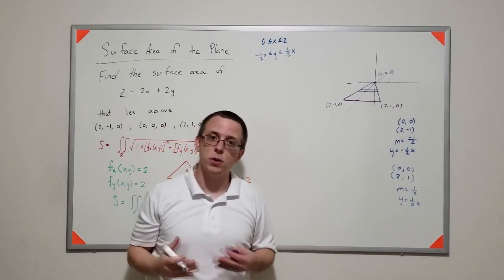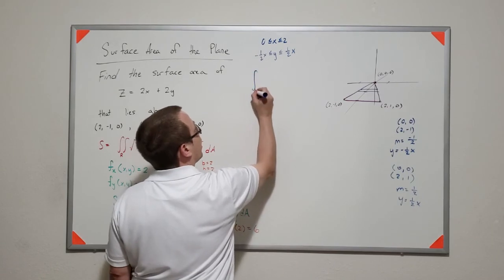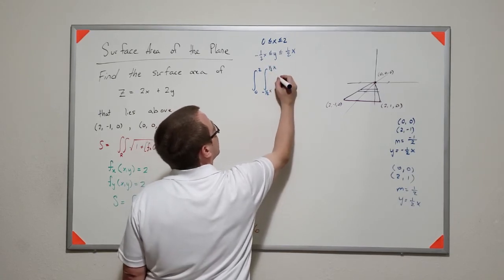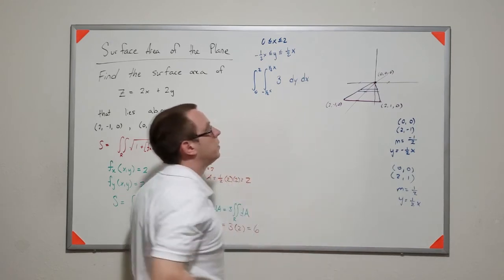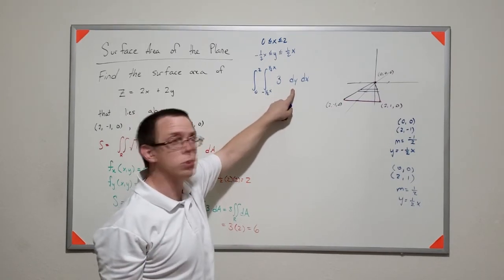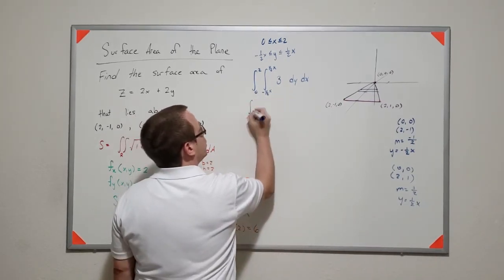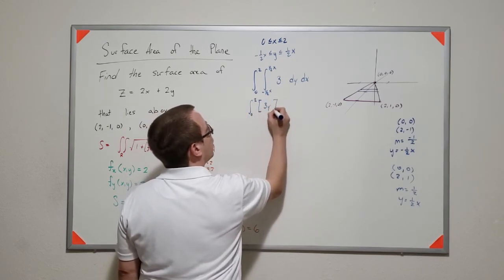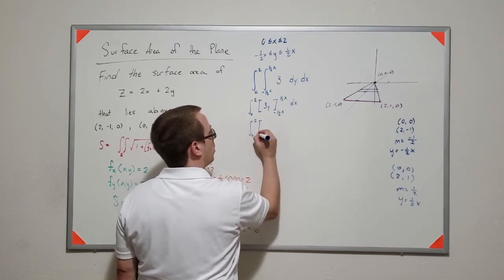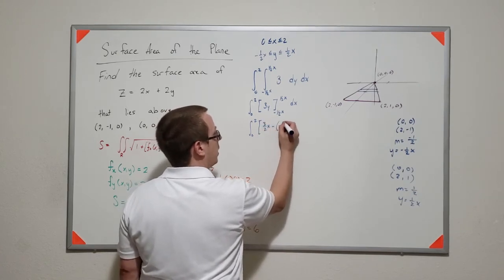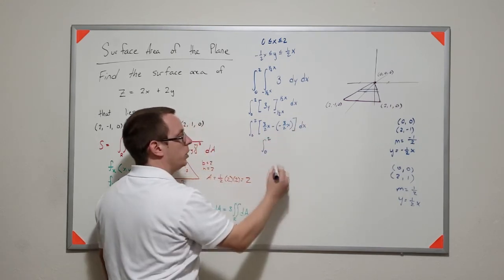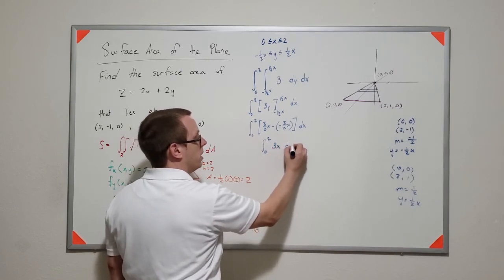So now we have our limits for the double integral. From 0 to 2, from negative 1/2 x to 1/2 x, 3 dy dx. Remember, we're doing dy. These are functions of x. Y is a function of x. So we need to integrate with respect to y first. So we get the integral from 0 to 2 of 3y from negative 1/2 x to 1/2 x. So that's the integral from 0 to 2 of 3/2 x minus negative 3/2 x dx, which is just 3x dx.